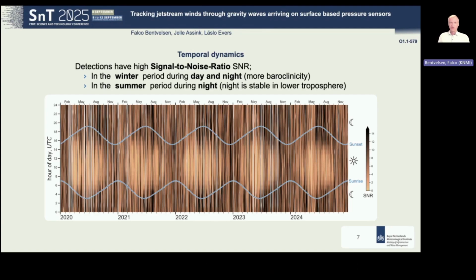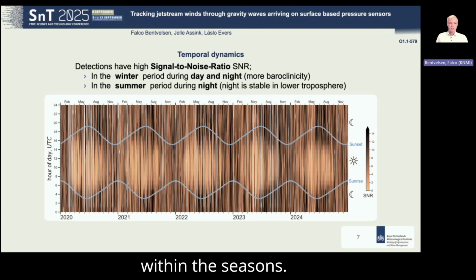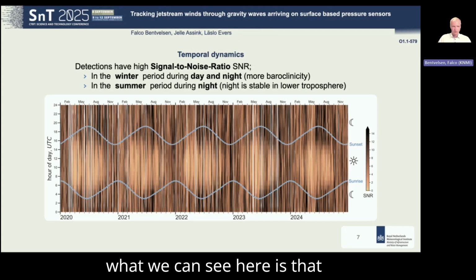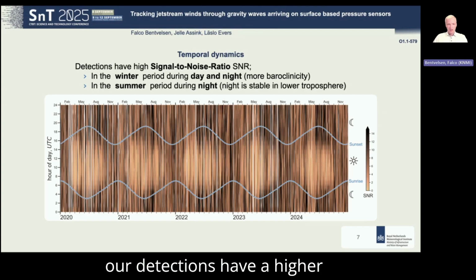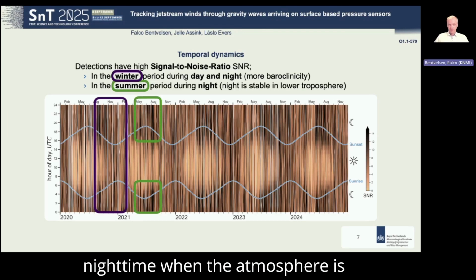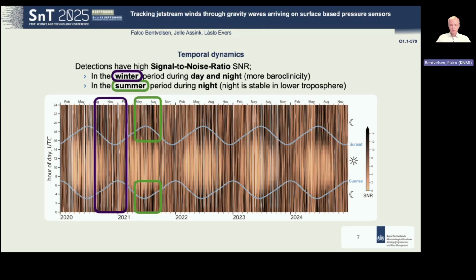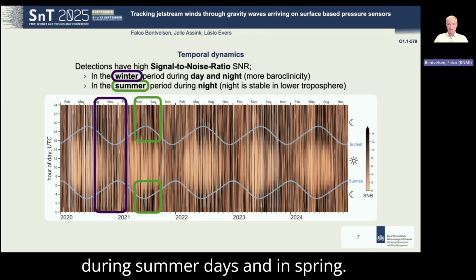So we can see both the cycles within a day and the cycles within the seasons. And the coloring is the estimated signal to noise ratio. So what we can see here is that our detections have a higher signal to noise ratio in the winter period in general, and in summertime during nighttime when the atmosphere is stable near the array. And the lower signal to noise ratios are during summer days and in spring.